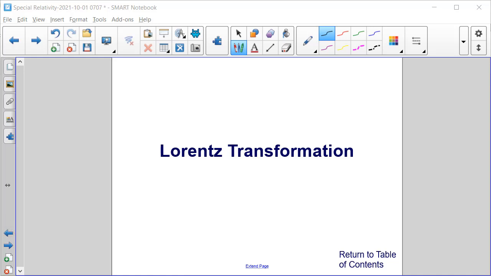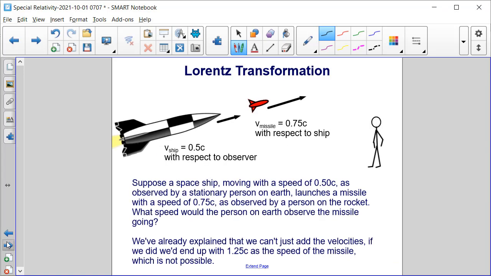All right, in this section, we're going to discuss the Lorentz transformation. Suppose a spaceship moving with a speed of 0.5 c, as observed by a stationary person on Earth, launches a missile with a speed of 0.75 c, as observed by a person on the ship here. What speed would the person on Earth observe the missile to be going?